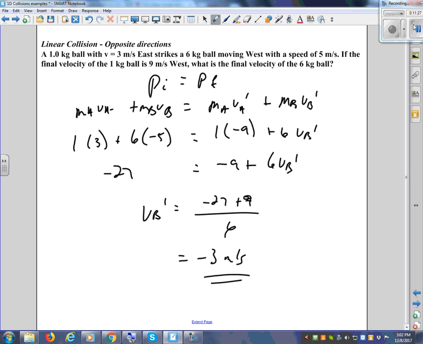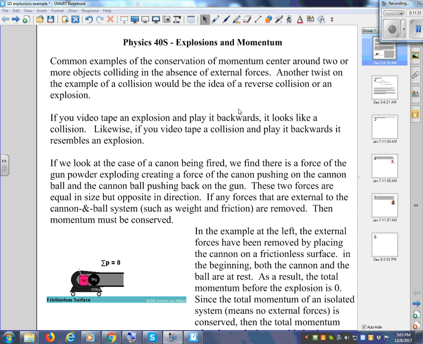Okay, now normally, I would have liked to have done that the other day. You should have this one. Do you have this one? It says explosions and momentum. You should have this one with the cannon on it. It says explosions and momentum.